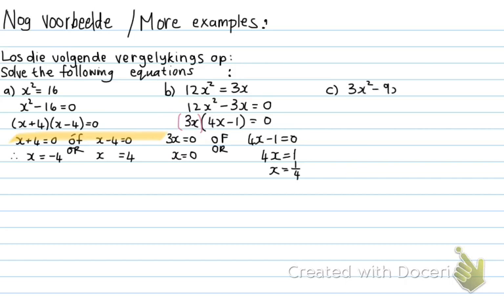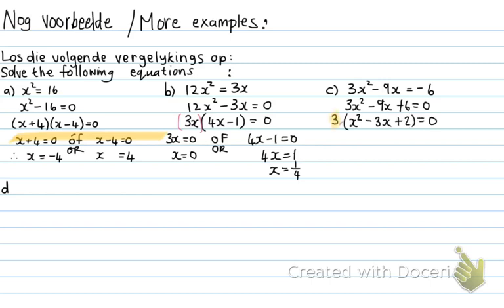Number C, 3x squared minus 9x is equal to negative 6. Okay, so first I take everything to the left-hand side. 3x squared minus 9x plus 6 is equal to 0. First I take out a common factor of 3. Then I'm left with x squared minus 3x plus 2 is equal to 0.